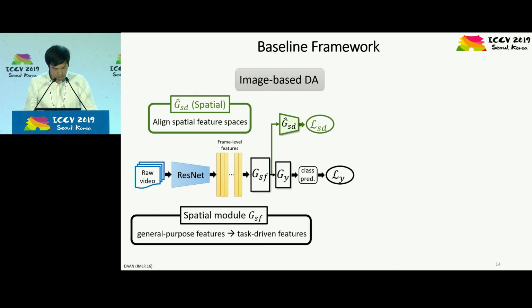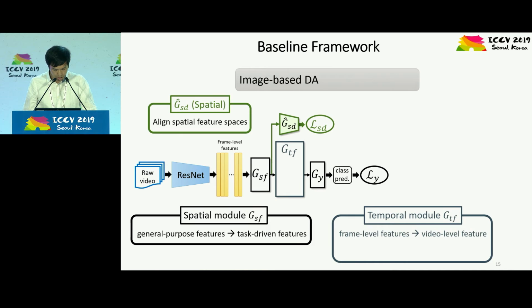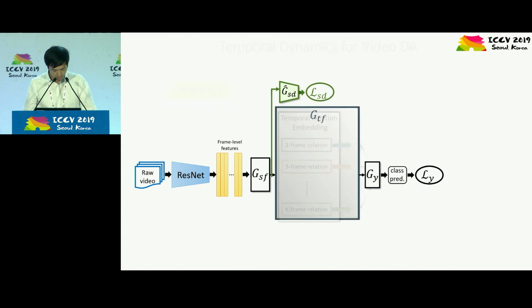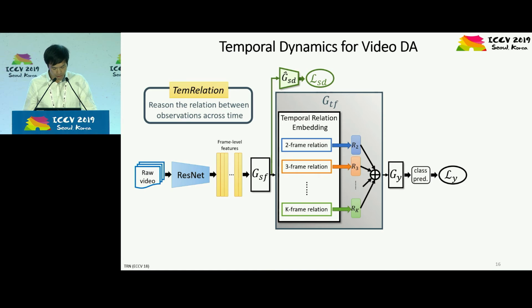For our baseline, we adopt the current popular image-based, adversary-based DA, and then extend it to our baseline architecture for videos by inserting a temporal module using temporal pooling. The problem for this baseline is that the relation between frames is still ignored. Therefore, we first modify the temporal module. Inspired by TRN, we learn various local temporal features that encode relations between frames at different time scales, and then combine them into a global temporal feature.